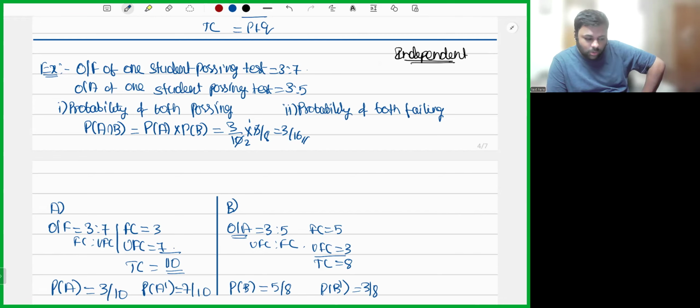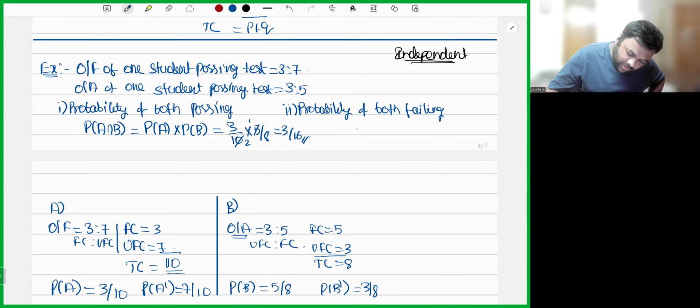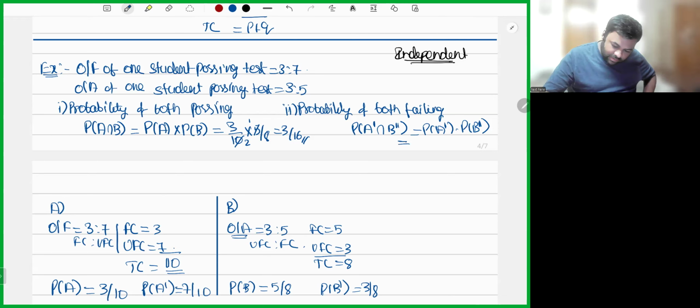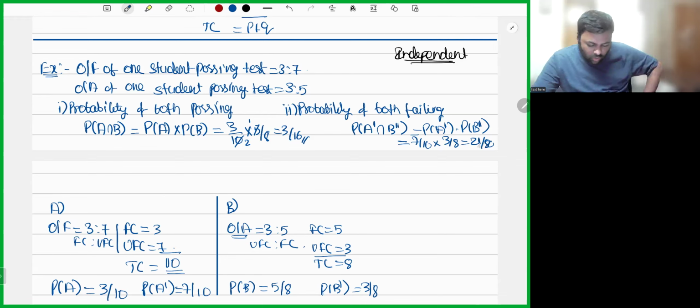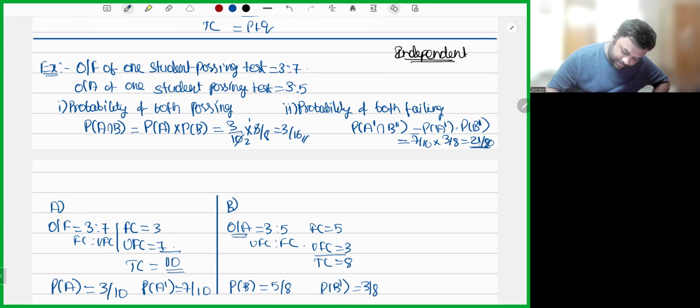Now, can you tell me what is the probability of both failing? Probability of both failing, that is P of A will fail and B will fail. That is P of A complement into P of B complement. What is probability of A failing? 7 by 10. Into what is probability of B failing? 3 by 8. That is simply 21 divided by 80. Probability of both passing, that is A passing and B passing. Probability of both failing, A failing and B failing. Since they are independent events, intersection will be equal to A into B. Okay. So I hope these points are clear.